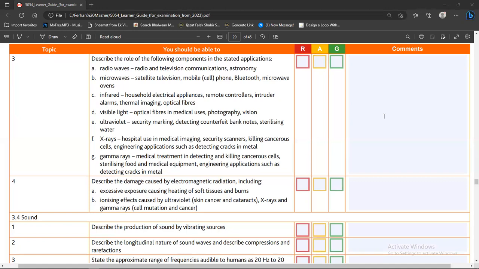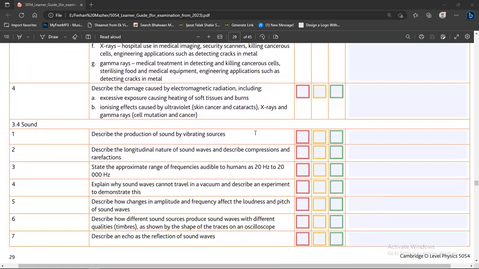Gamma rays: medical treatment in detecting and killing cancerous cells, sterilizing food and medical equipment, engineering applications such as detecting cracks in metal. Describe the damage caused by electromagnetic radiation, including excessive exposure causing heating of soft tissues and burns, ionizing effect caused by ultraviolet, skin cancer and cataracts, X-rays and gamma rays, cell mutation and cancer.